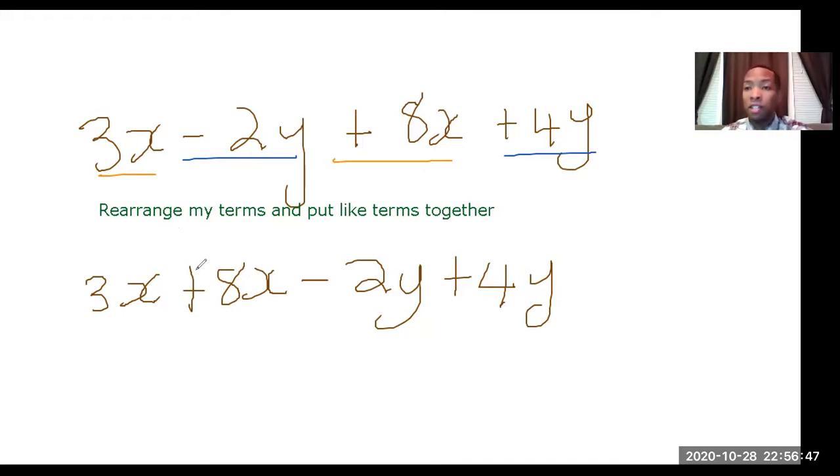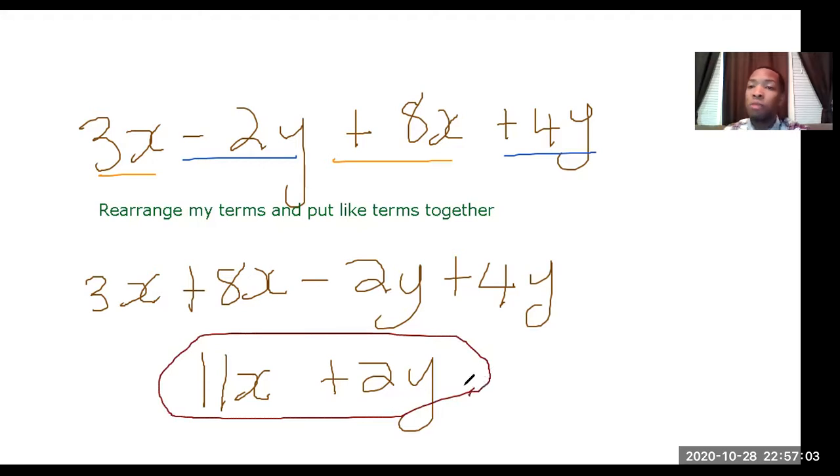So then if I'm going to solve this, 3x plus 8x is 11x. Minus 2y plus 4y is 2y. And then can I do anything else with this right here at the bottom? Nope, because they're different terms, so that would be my answer.